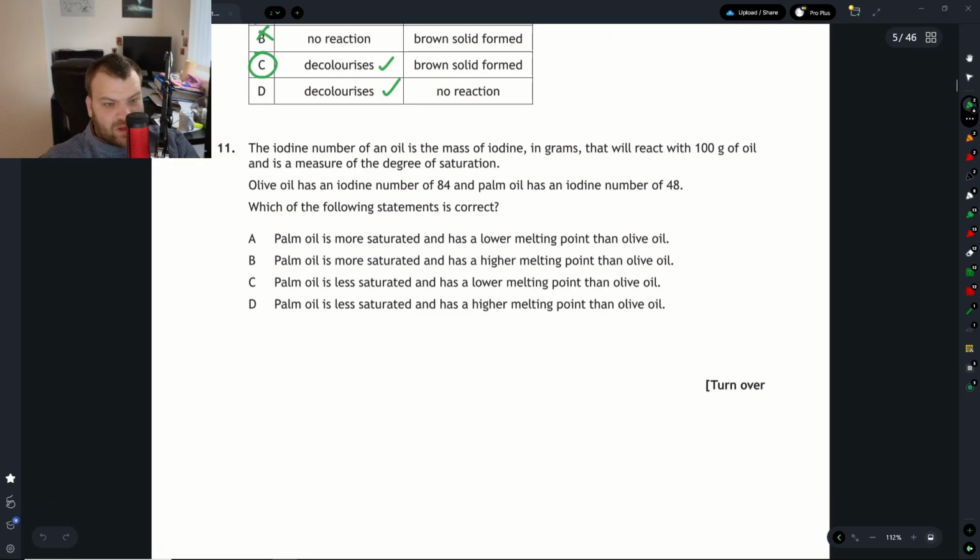answer. In question 11, we're asked about degree of saturation. This means we need to consider the number of carbon-to-carbon double bonds and carbon-to-carbon single bonds. If a chemical has a carbon-to-carbon double bond, that is described as being unsaturated. Unsaturated molecules will react with iodine. The focus of our question is the palm oil.